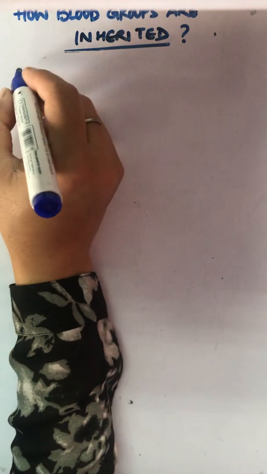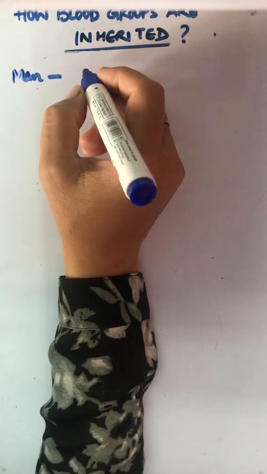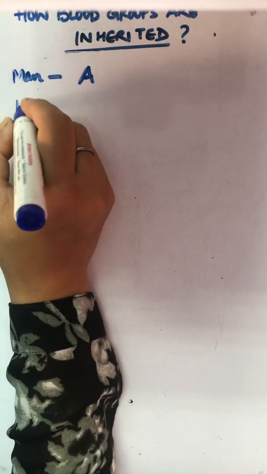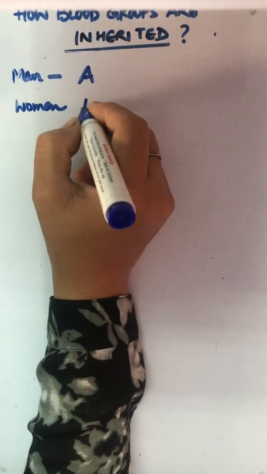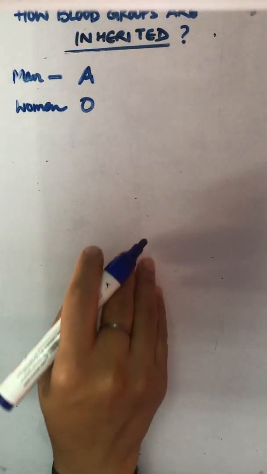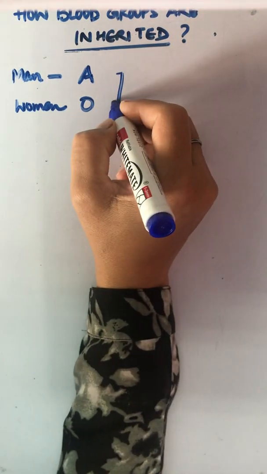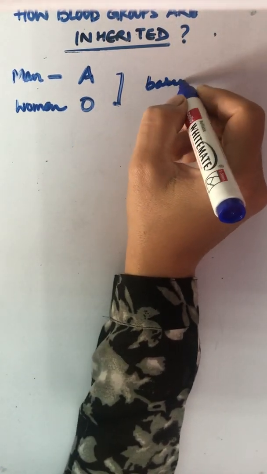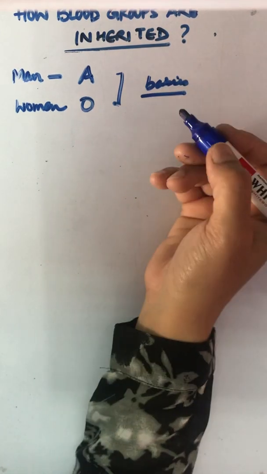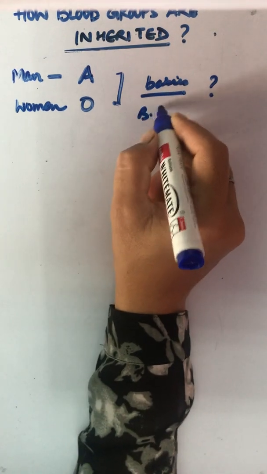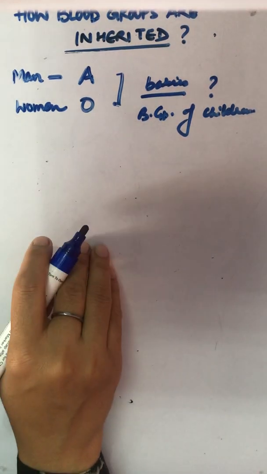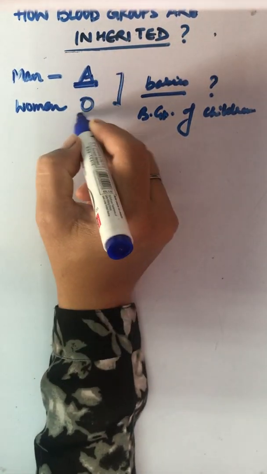Supposing a man having blood group A, let's take AB, marries a woman having blood group O, a combination of A and O, and they have babies. What will be the blood group of their children? Alright, we have to find out the blood group of children.